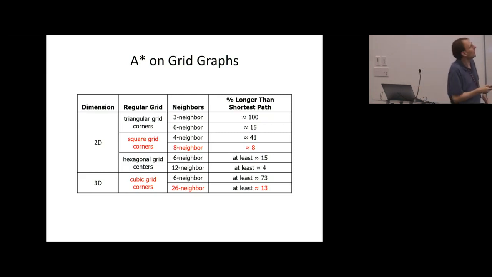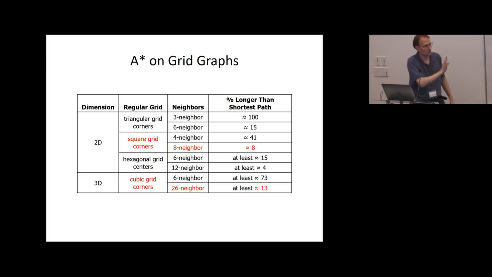And so if we look at the most common case here, 2D square grids, vertices at corners, you connect to the 8 neighbors. That's the case that I've used quite often here. Then you can analyze that the shortest grid path can still be 8% longer than the overall shortest path. And if you go to higher dimensions like 3D, depending on how you do it, it can be 13% longer. So it can be quite a bit longer. So there should be room for improvement here.